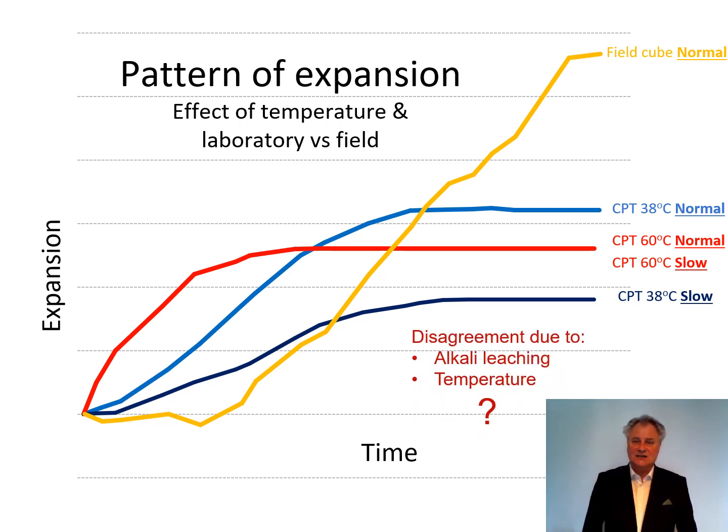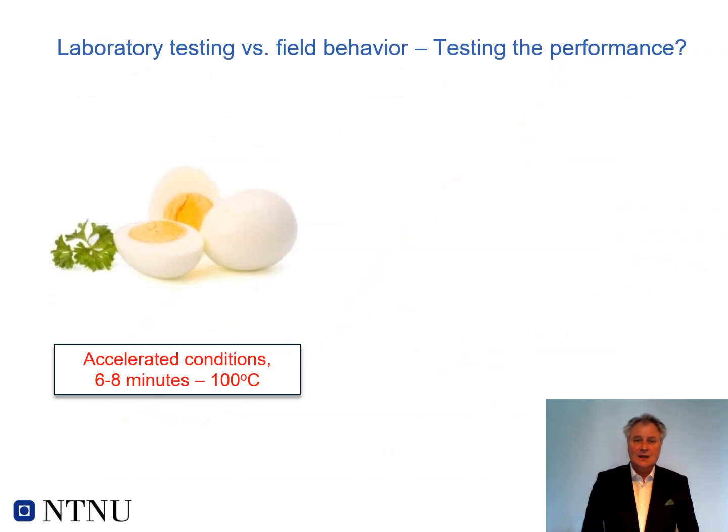So the question is, this disagreement, is it due to alkali leaching in the laboratory testing, that you have relatively small prisms, so you get some leaching out of them? Or is it a temperature effect in the laboratory compared to what we see in the field? We do know that the temperature has a big effect on the outcome.